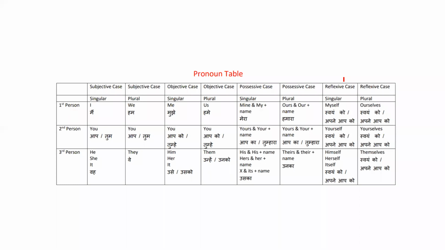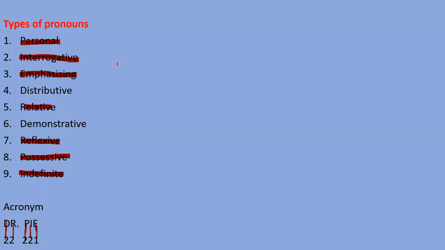Sir, R for reflexive and relative pronoun. Very good. P for? Possessive and personal. Very good. And I for? Sir, interrogative and indefinite. And E for? Sir, E for emphasizing pronoun. Very good. You have given the right answer.